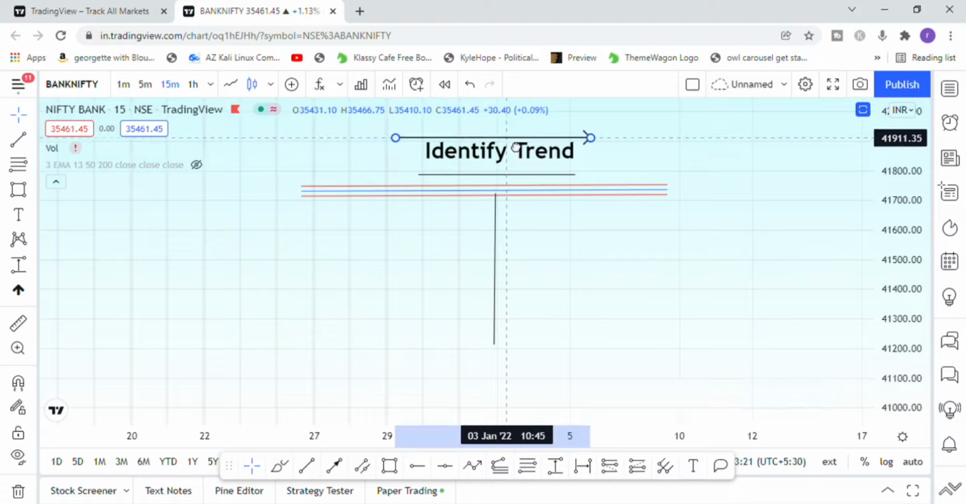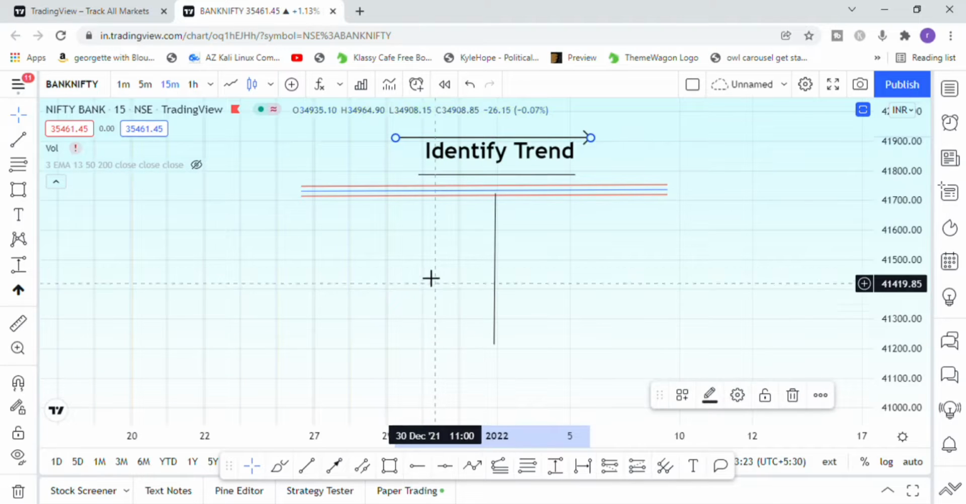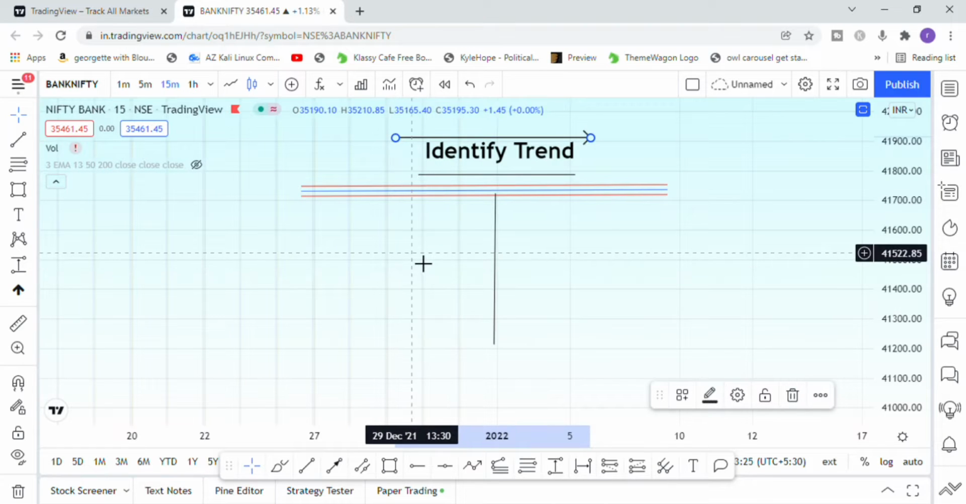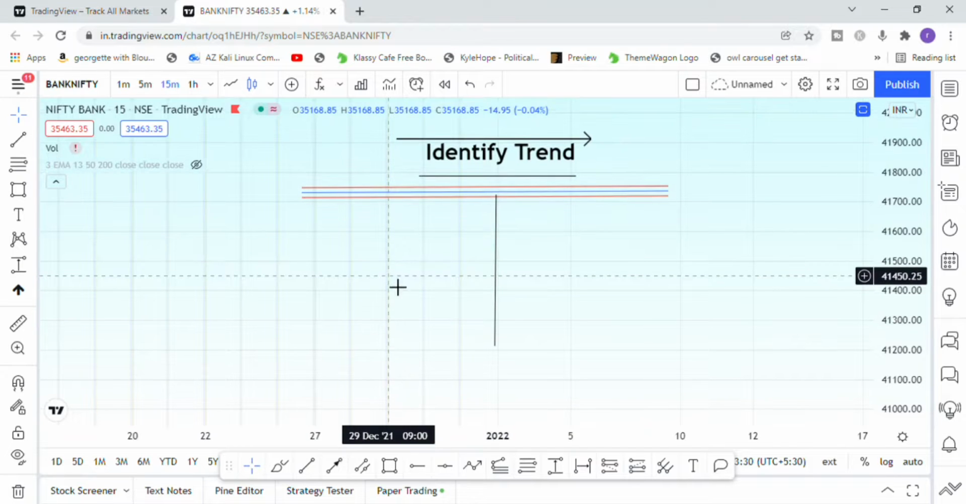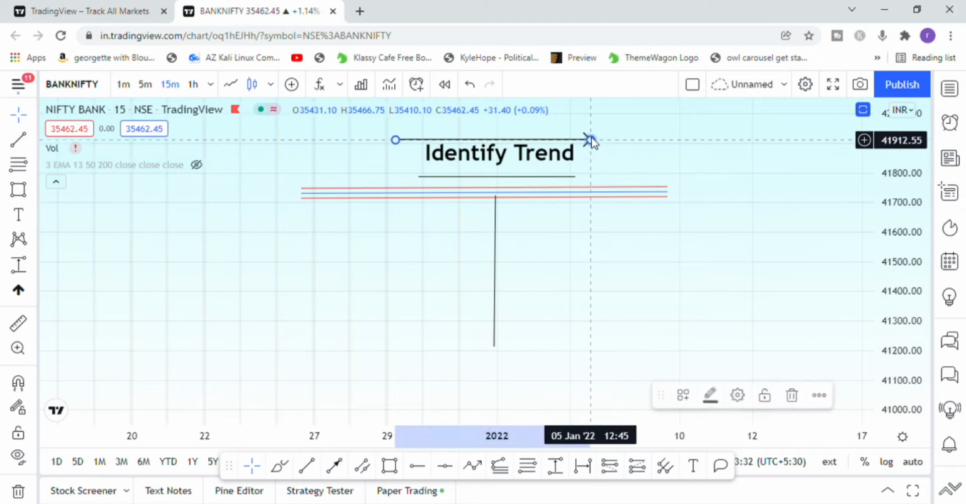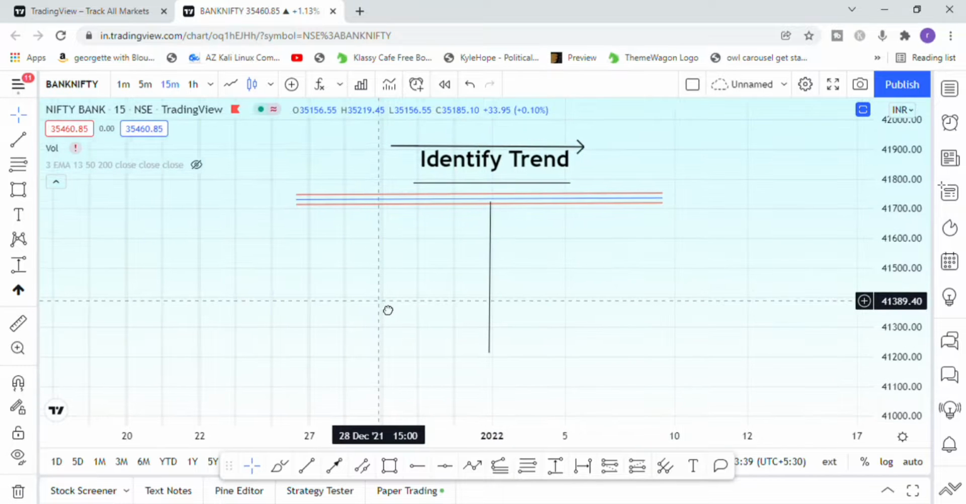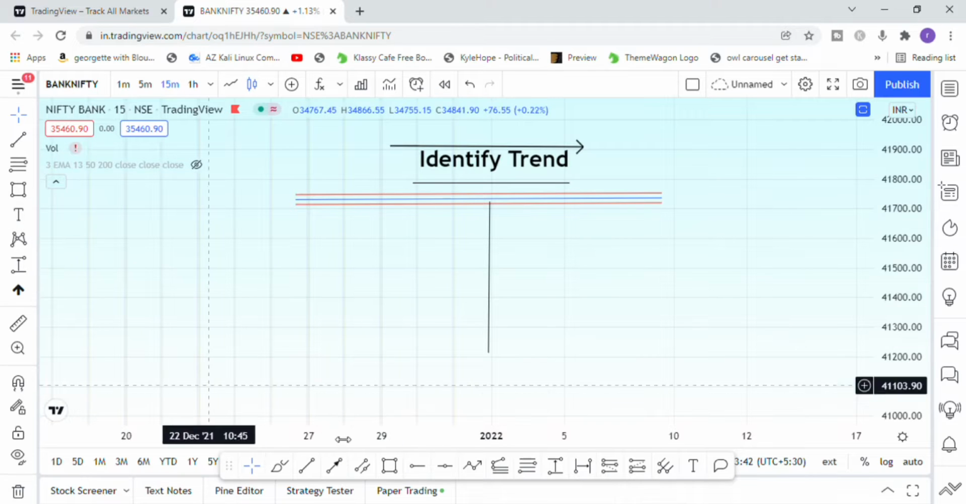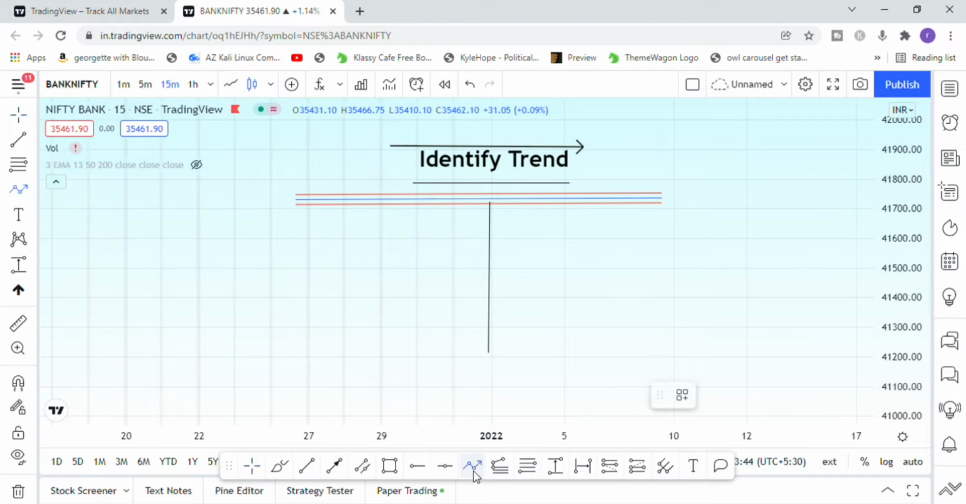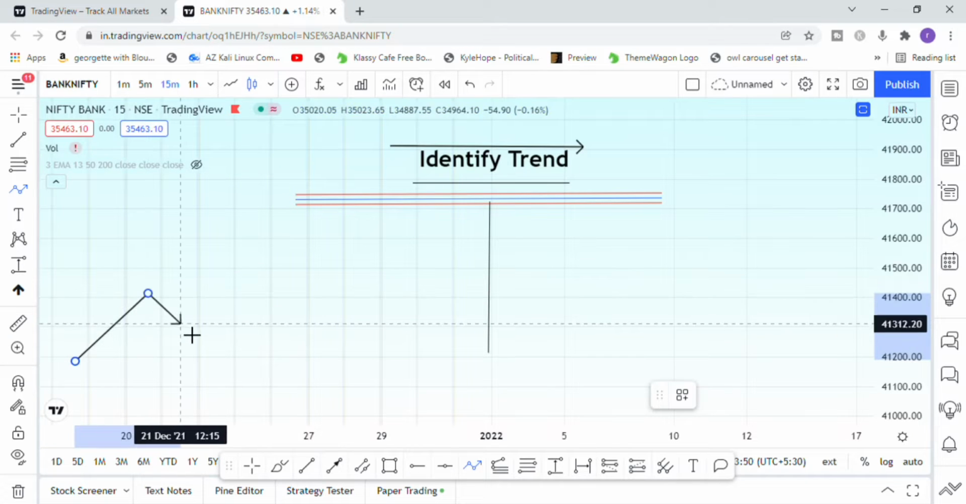Today's topic is how to identify trend and why it is important. At a beginning level of trading, identifying the trend is very important. From that level, we can get entries. We know there are three types of trends.